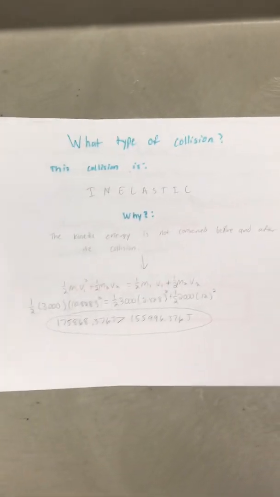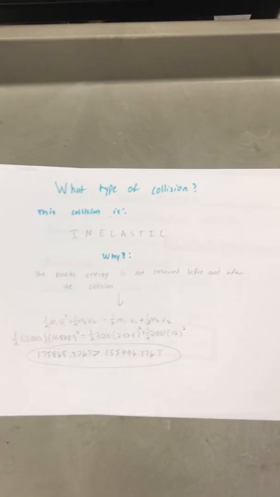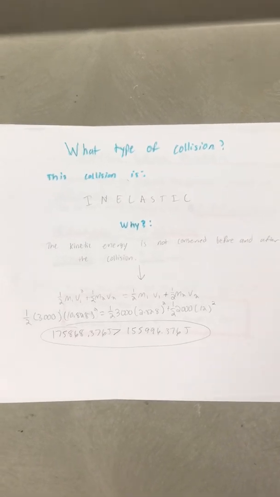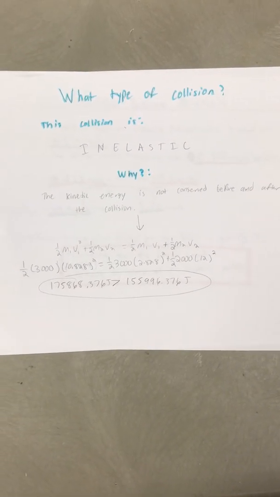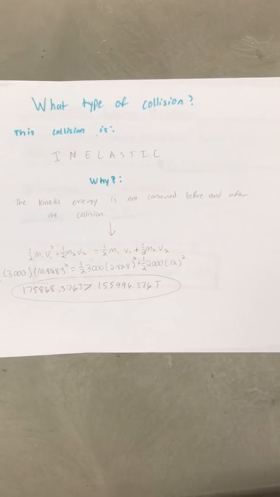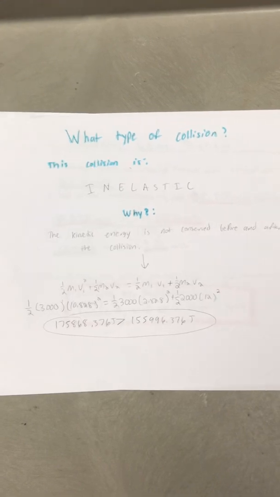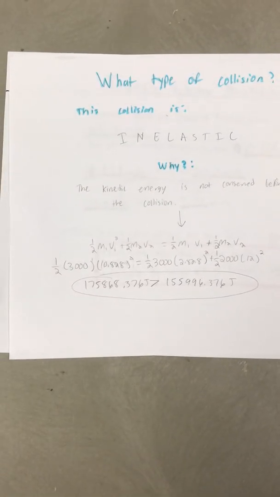As a result, we found out that the type of collision for this situation is inelastic. However, not perfectly inelastic because the objects do not stick together. We found this out by plugging our numbers into the kinetic energy equation and setting them equal to each other from before and after the collision. And we found that the kinetic energy before the collision is greater than the kinetic energy after the collision.